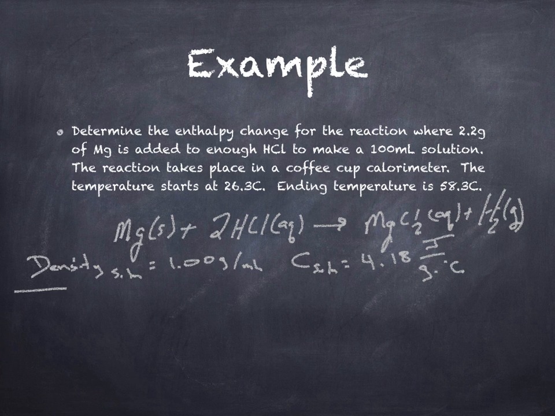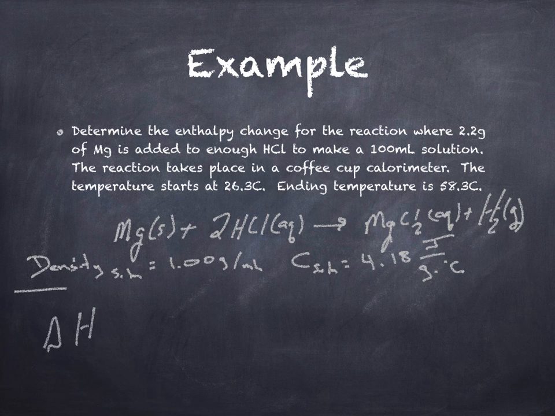Now, get used to those numbers, because the density of 1 gram per milliliter is that of water, and the specific heat of 4.18 joules per gram per Celsius is that of water. Those are used very, very commonly. In this case, we're calling it a solution because it's hydrochloric acid, which is a mixture of the acid and water. But for simplification's sake, it's just been given to us to run with water's numbers here. Fair enough. We'll run with it and go.